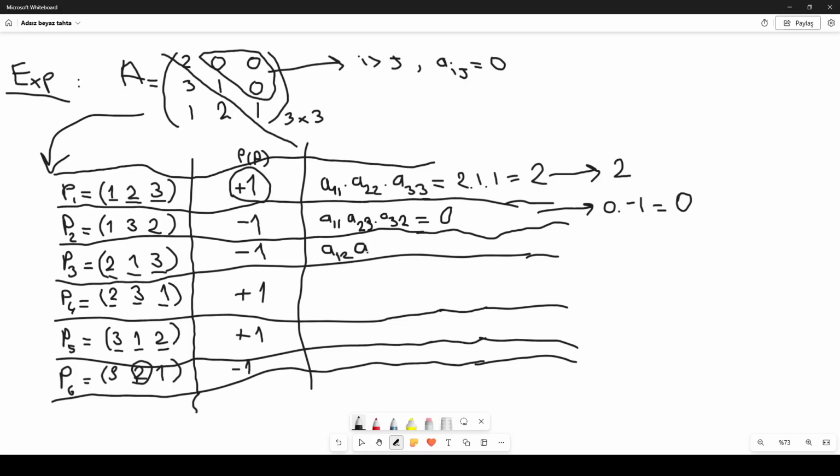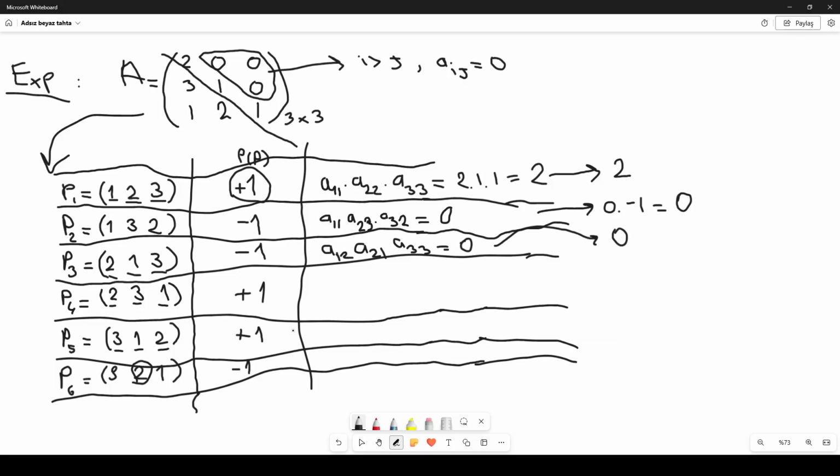So A21 times A33. What do we have here? If you notice, the A12 component of the matrix is equal to 0, so it is again 0. And 0 times minus 1 is again 0. So no contribution from here as well.